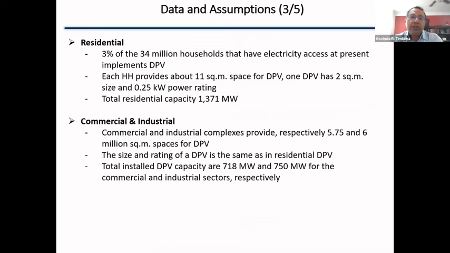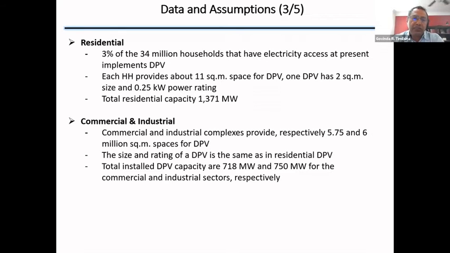3% of the 34 million households in Bangladesh that have electricity access implement DPV. It could be 1%, 5% or 10%, we could have any number here, but it's 3% here. Each household provides about 11 square meters of space for DPV. It could change also. One DPV panel is 2 square meters in size and produces 0.25 kilowatt of electricity. Combining all, we have a total residential capacity of 1,371 megawatt.